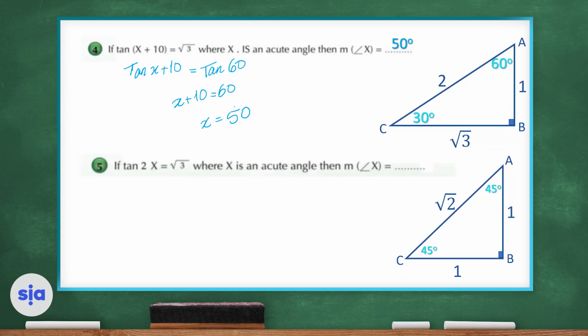In question 5, if tan 2x equals square root of 3, so you're going to check tan what equals square root of 3. As we did in question 4, it's tan 60. Then tan 2x is equal to tan 60. So obviously 2x is equal to 60, then x equals 30. Then the measure of angle x in this case is 30 degrees.